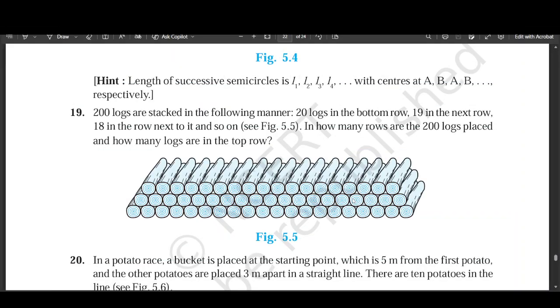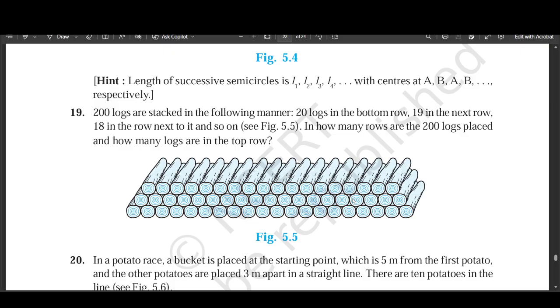Now move to the last question, 20. In a potato race, a bucket is placed at the starting point, which is 5 meters from the first potato, and the other potatoes are placed 3 meters apart in a straight line. There are 10 potatoes in the line. As we can see in the figure, a competitor starts from the bucket, picks up the nearest potato, runs back with it, drops it in the bucket, runs back to pick up the next potato, runs back to the bucket, and she continues in the same way until all the potatoes are in the bucket. What is the total distance the competitor has to run?